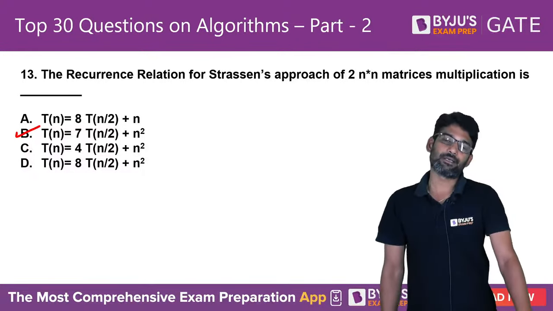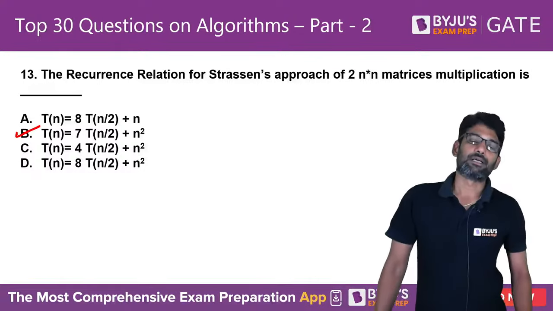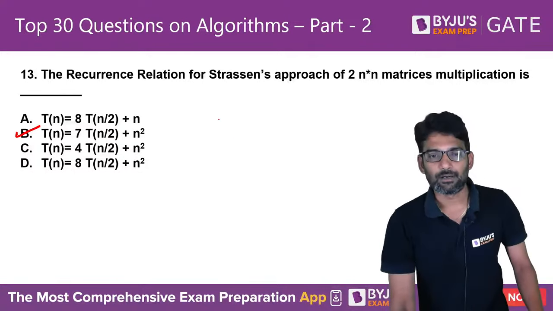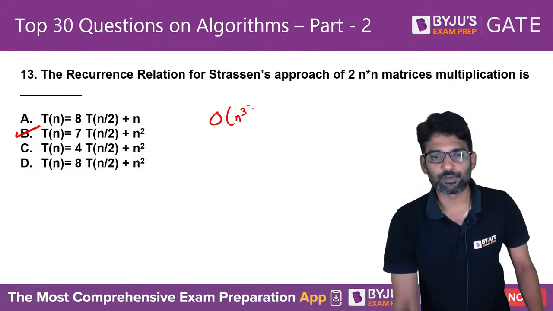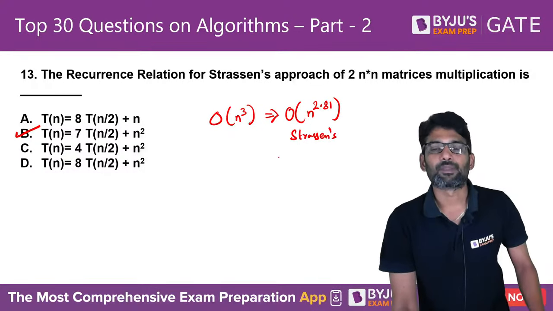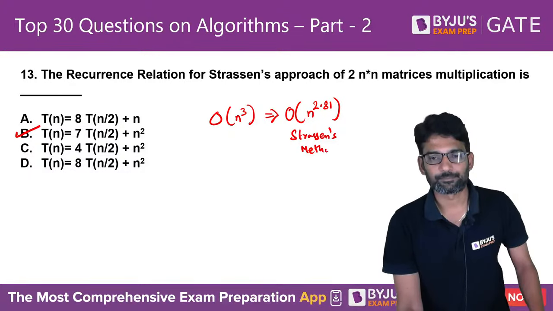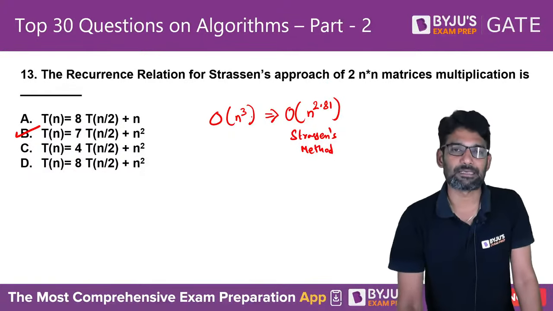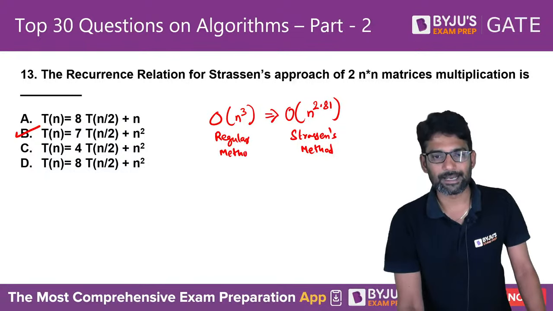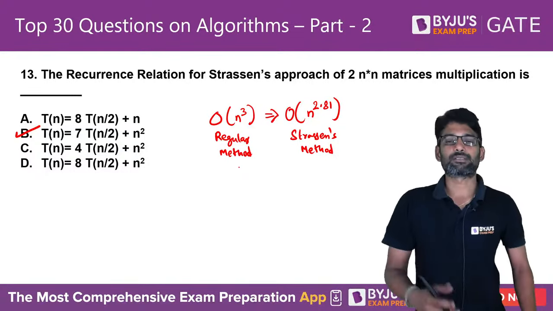Actually, it should be 8 with the regular multiplication method. Strassen reduced it to 7. So, the time complexity also will be reduced from big O of n cubed to big O of n to the power 2.81. This is the Strassen's matrix multiplication time complexity. Reduced number of multiplications with a certain sequence. This is the regular multiplication method. There 8T(n/2), but here 7T(n/2).